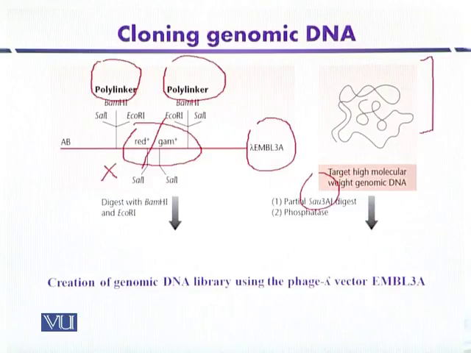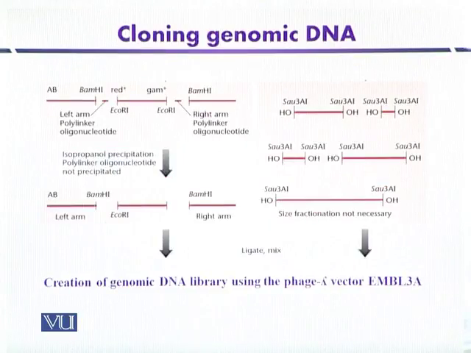So what will happen in the next step? Discrete fragments of lambda EMBL3A will be produced having BamHI cohesive ends here, and then the non-essential regions like red plus and gam plus will be removed by EcoRI digestion. And the polylinker sites here at the left arm and the right arm are discarded after precipitation with isopropanol in the next step.